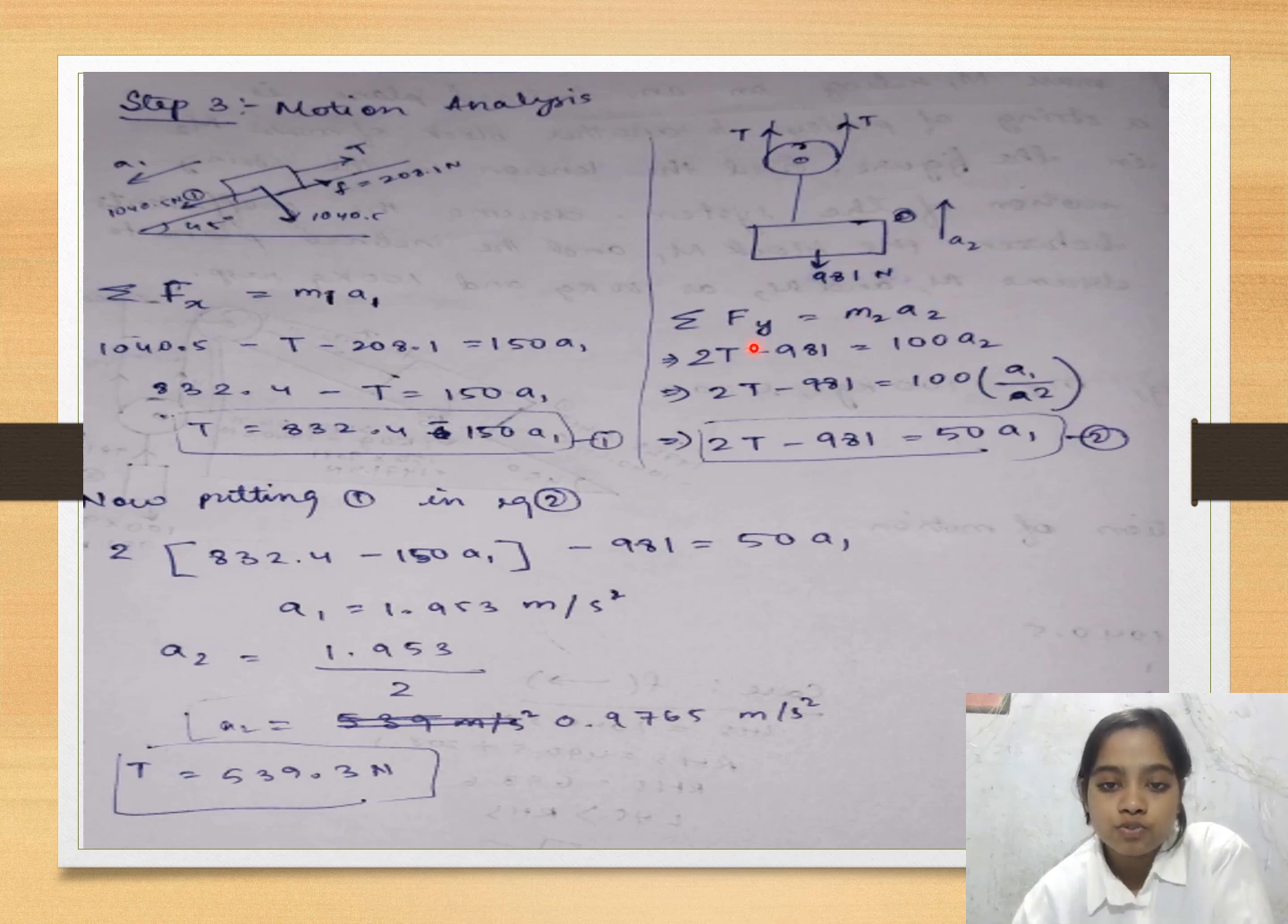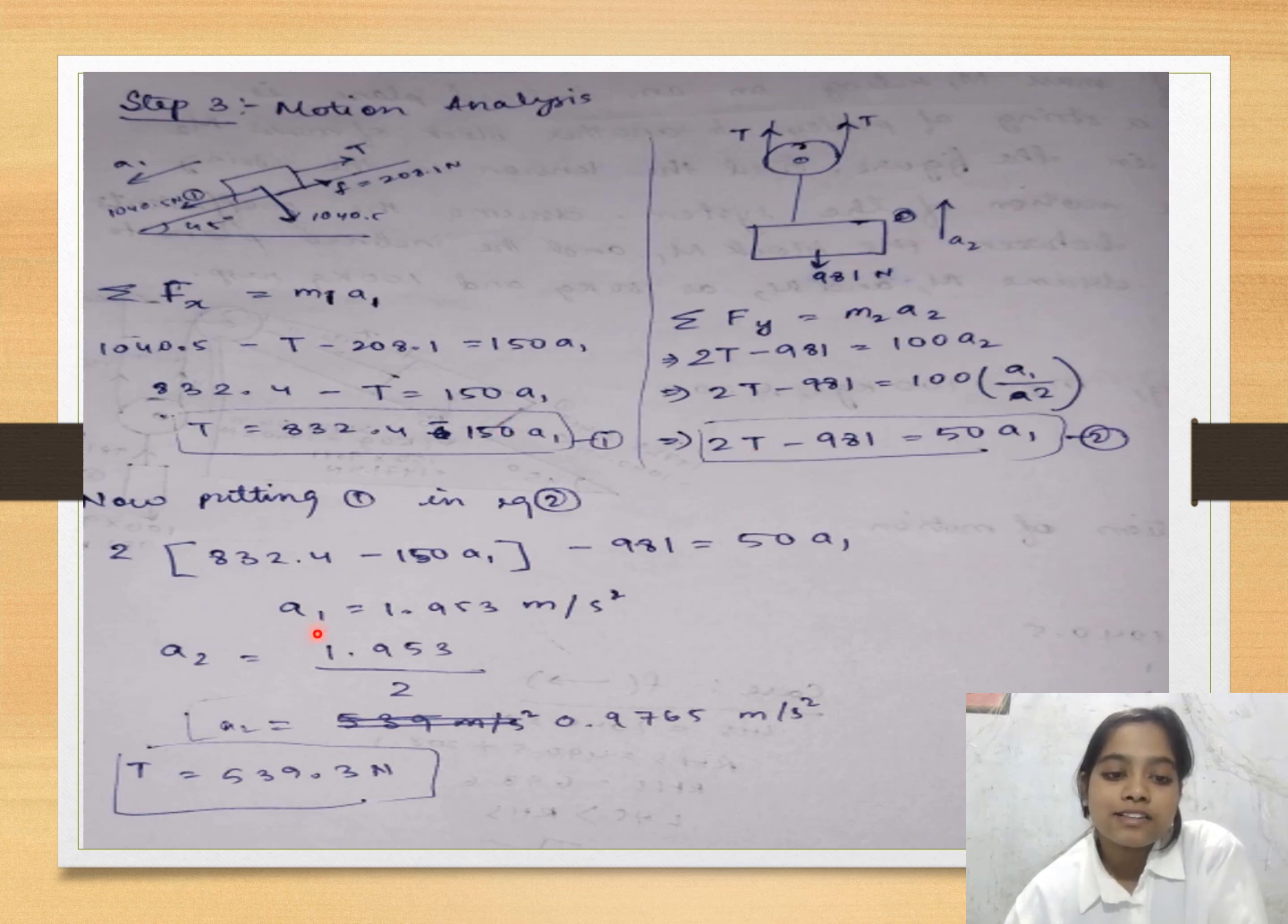Similarly for the y components, we get Fy equal to m2 a2. So 2T minus 981, as we know this is the weight, and the mass is basically 100 into a2. Again, by taking that equation we know that a1 equals 2 a2. Keeping this in mind, we write here and get this equation.